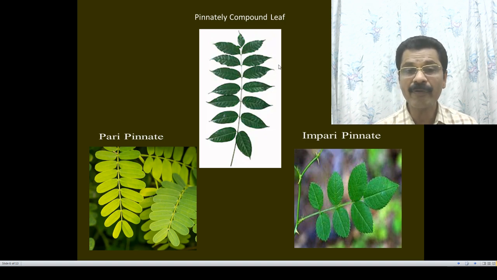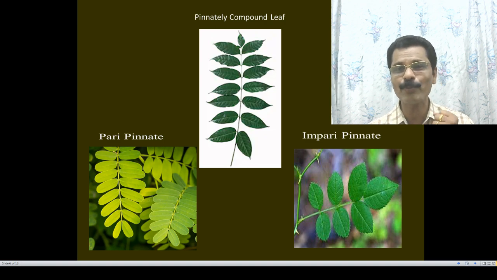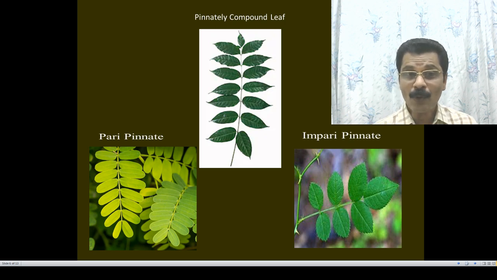Compound leaves are of two types mainly, pinnately compound leaf and palmately compound leaf. What is pinnately compound leaf? Pinnately compound leaf means the leaflets are arranged on either margin of the rachis. Right? Such leaves are called pinnately compound leaves.